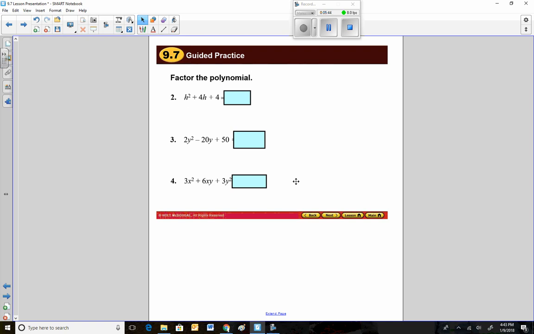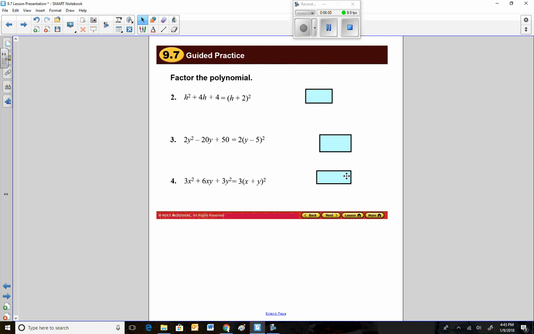Welcome back. Let's see how you did. You should have been able to get h plus 2 quantity squared. Pull out a 2. The greatest common factor was 2. Then you would get y minus 5 quantity squared. All of these have a 3 in common, so they factor out a 3, and then you get x plus y quantity squared. If you don't know how to do any of these 3, please let me know in class tomorrow.